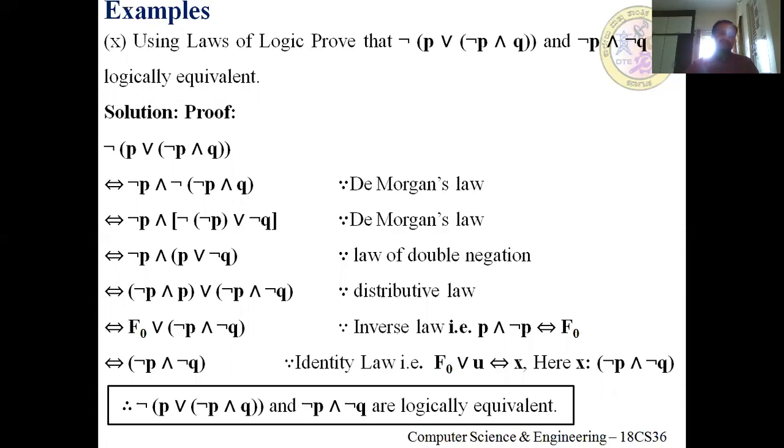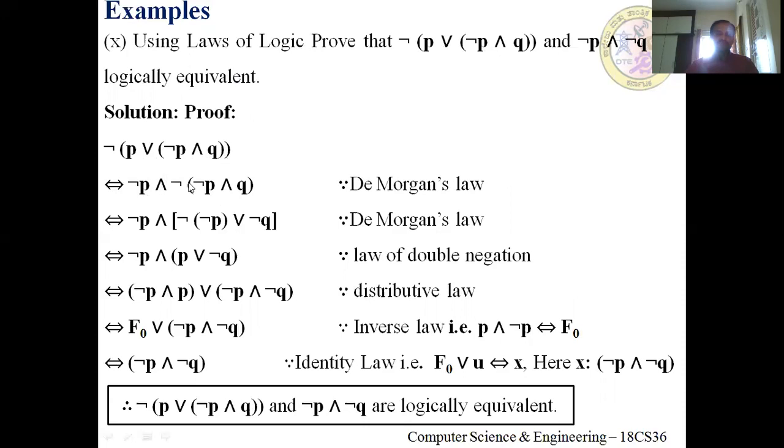Here, the last problem says using laws of logic, prove that negation of P or negation of P and Q and negation of P and negation of Q are logically equivalent. Consider the LHS, that is negation of P or negation of P and Q.